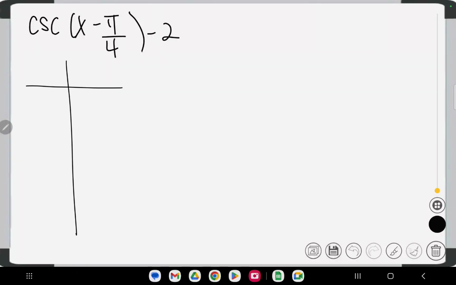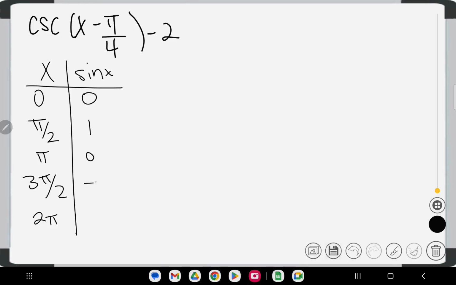Right, let's get our key points: 0, pi over 2, pi, 3 pi over 2, and 2 pi. In our original function, so sine of x, we have 0, 1, 0, -1, and 0.